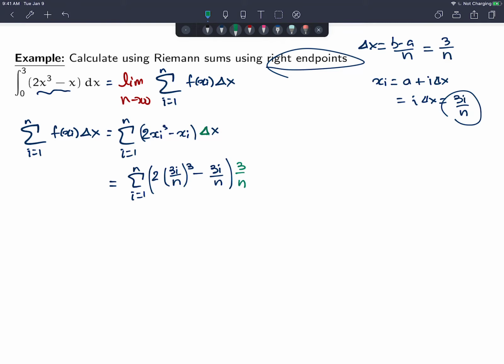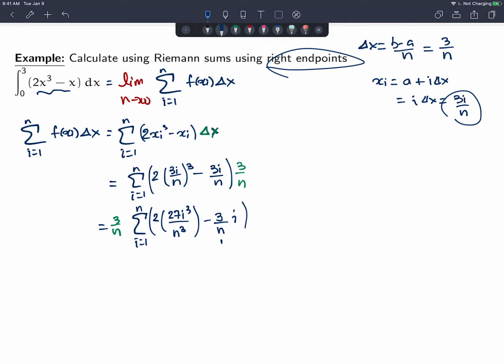That delta x, 3 over n, is really a constant as far as the sum is concerned. The sum is going over the i, and the n is just the upper bound of this sum. So I can put this 3 over n in front of the sum. Then there's going to be the sum of 2 times 3i cubed, so it's 27i cubed over n cubed. And over here I'm going to have 3 over n times i. Remember, my goal is to identify these as sums of the formulas on the past page.